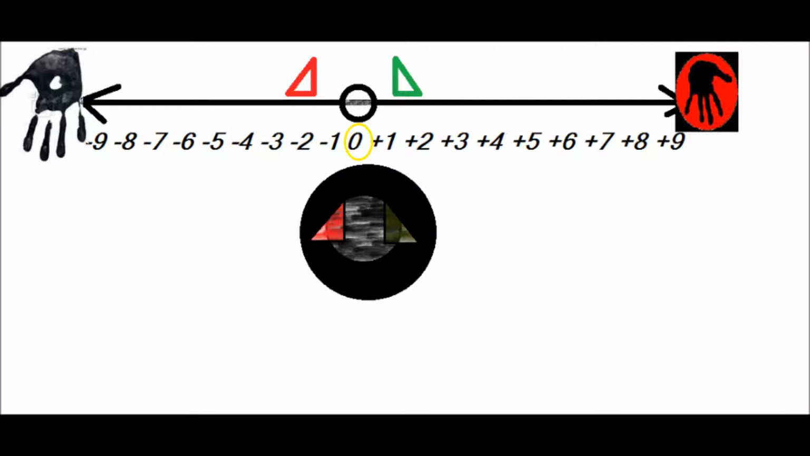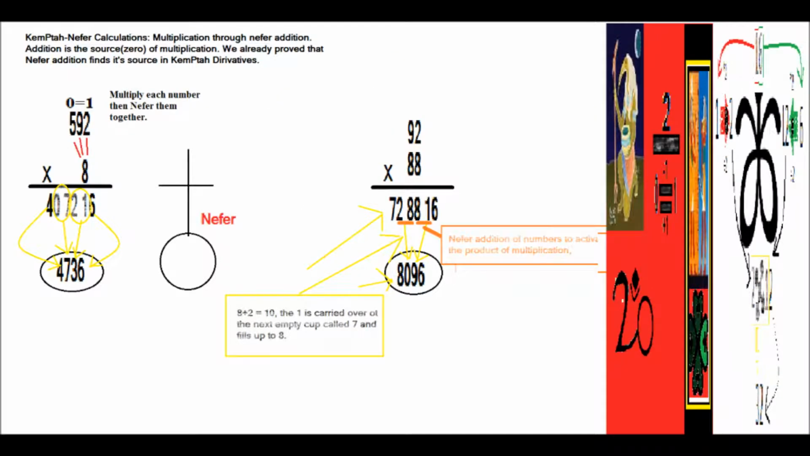So in 592 times 8, notice we never add the 0 with the 7, the 2 with the 1. Notice the ends are not touched, but directly passed to the product. Hence we get 4,736 as our answer.